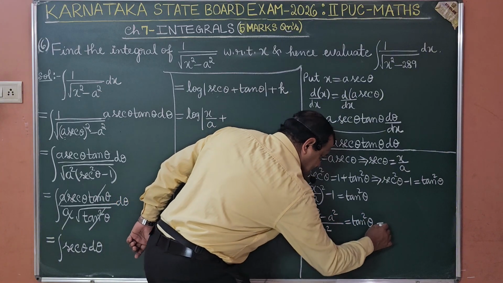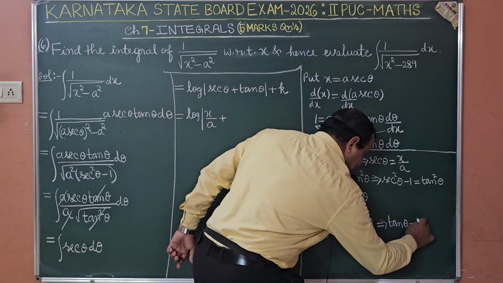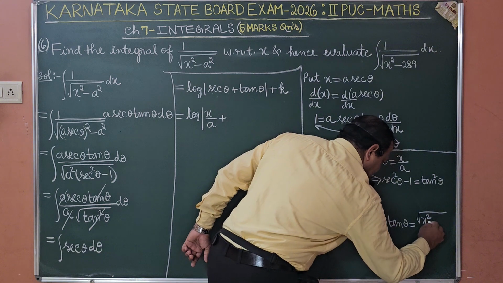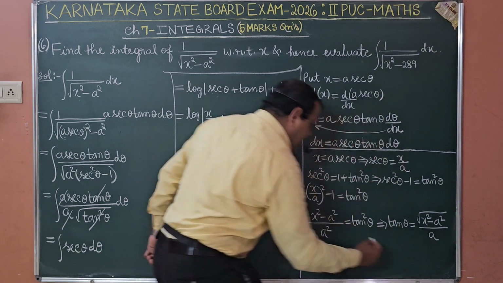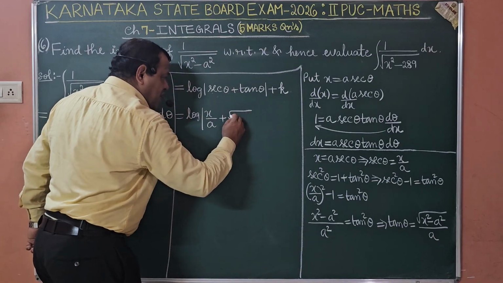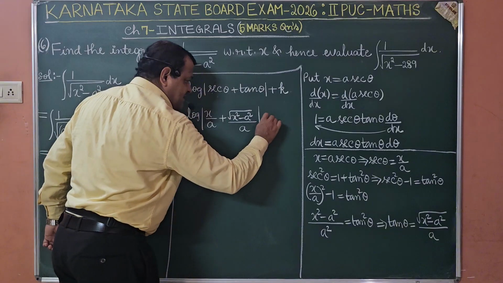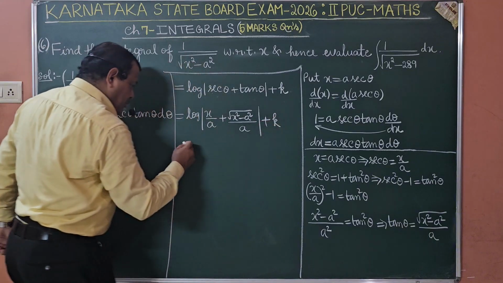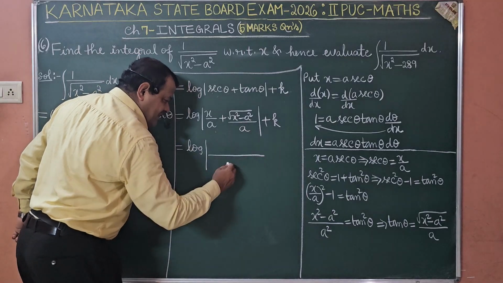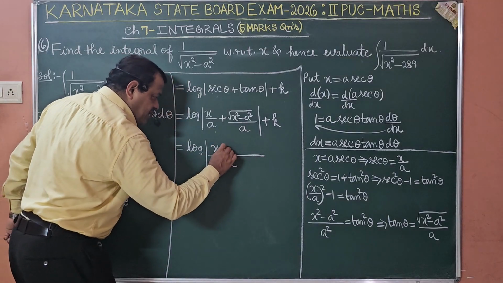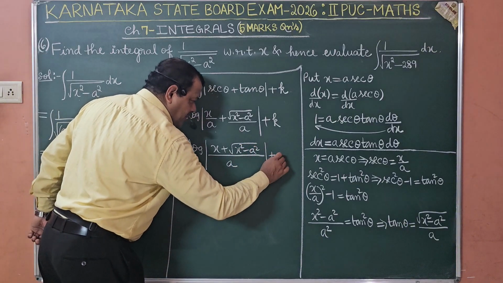Or what is tan theta? From this it follows tan theta is square root of x square minus a square, by square root of a square, which is a. That I will put here. Square root of x square minus a square divided by a plus k as it is. Now this is inside modulus, a, small letter a LCM. This is x plus root of x square minus a square as it is plus k.